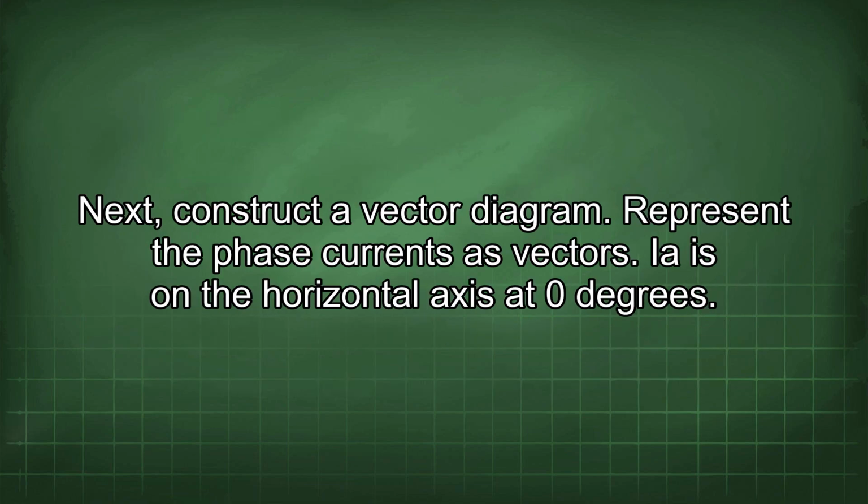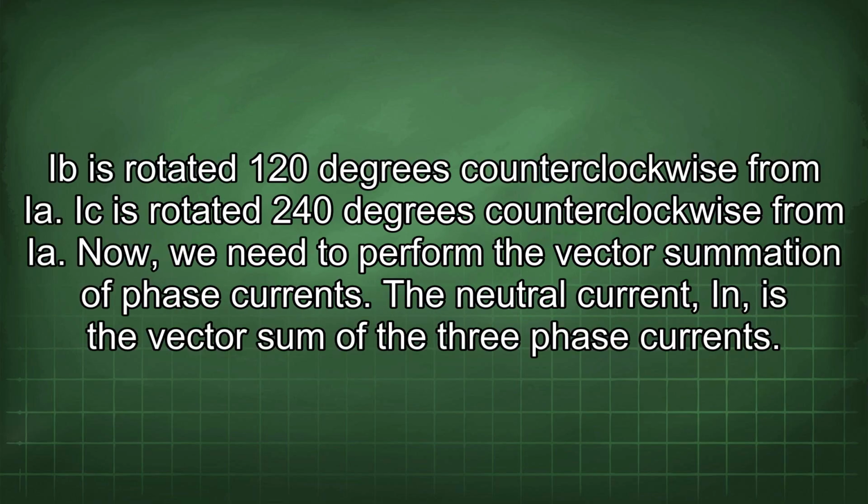Next, construct a vector diagram. Represent the phase currents as vectors. I_A is on the horizontal axis at 0 degrees. I_B is rotated 120 degrees counterclockwise from I_A. I_C is rotated 240 degrees counterclockwise from I_A.